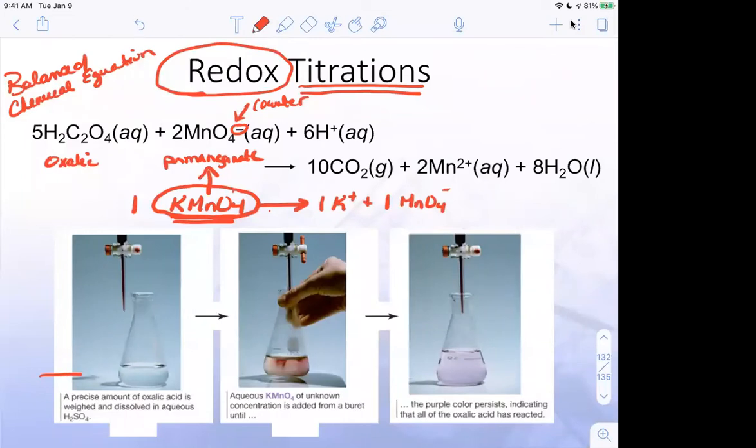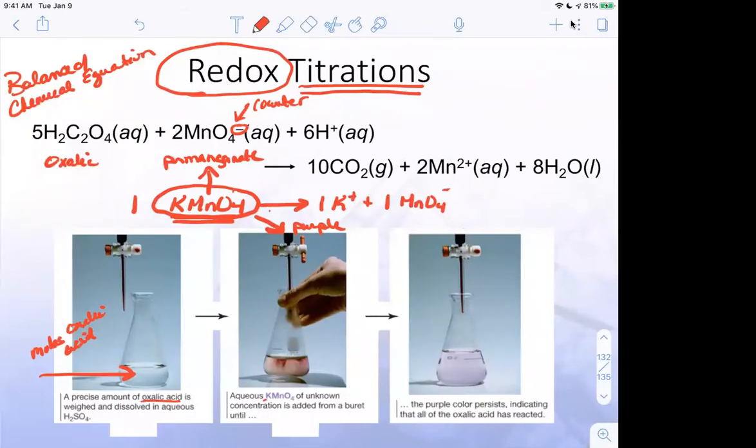Notice here I have a clear solution, and this is going to be the oxalic acid. I have a known amount that is weighed and dissolved. If I have a known amount and I know the molecular formula, I'm going to know the moles of oxalic acid in that solution. Now, up here, I have this purple potassium permanganate solution, which is the permanganate in solution.